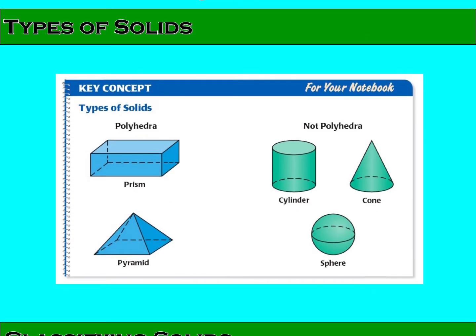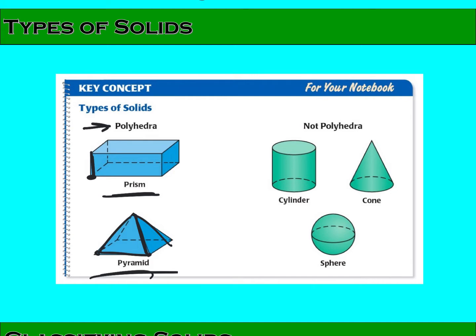Now, some examples of polyhedra are going to be something like a prism, okay? Now, this below would be called a rectangular prism because we have a face, a vertice, and an edge. It is indeed polyhedra. Another example would be a pyramid. We have vertices, edges, and faces, so therefore this is also a polyhedra.